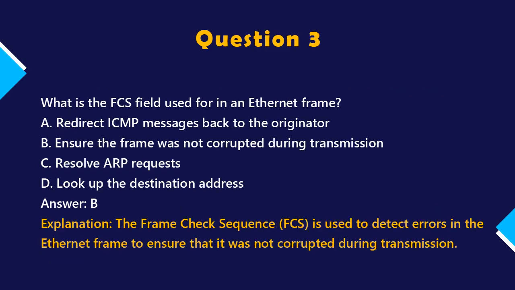Question 3. What is the FCS field used for in an Ethernet frame? A. Redirect ICMP messages back to the originator. B. Ensure the frame was not corrupted during transmission. C. Resolve ARP requests. D. Look up the destination address.